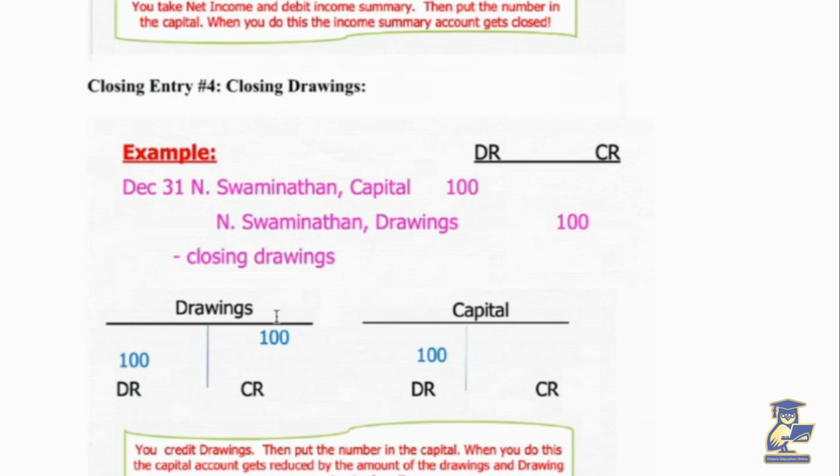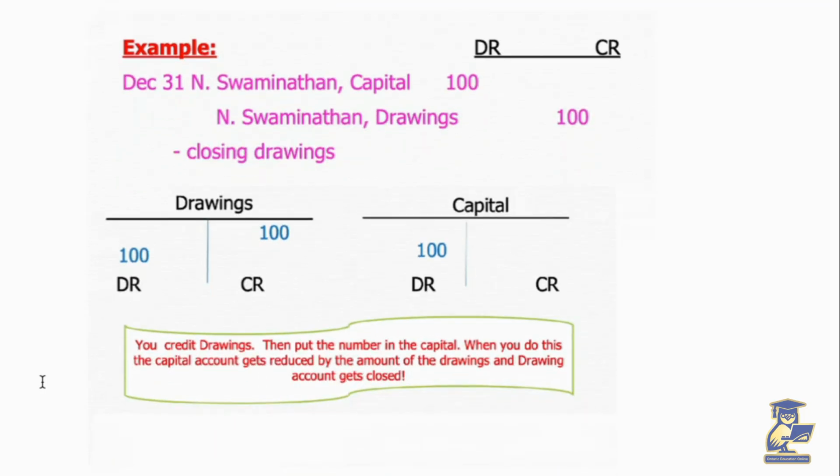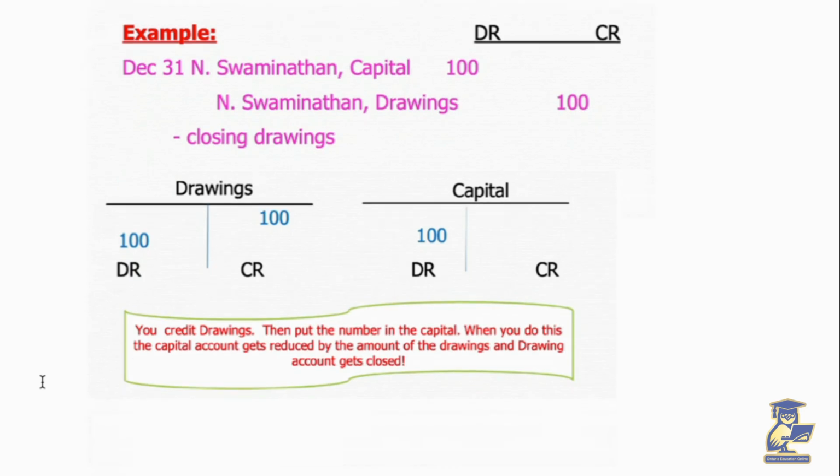Lastly, our drawings. Drawings don't go into income summary, as you will see. They go right into capital. Because drawings decrease our owner's equity, we're going to do the opposite. So we're going to decrease our capital for $100 if that's what our drawings were, and we are going to credit our drawings account for $100. As you can see, our drawings account would typically have a debit of 100. To close it out, we put it as a credit and we would have to debit our capital. So in this case, you credit drawings, then put the number in the capital. When you do this, the capital account gets reduced by the amount of the drawings and the drawings account gets closed.